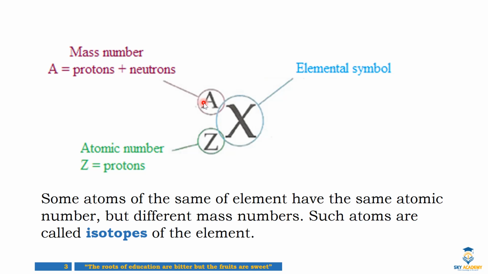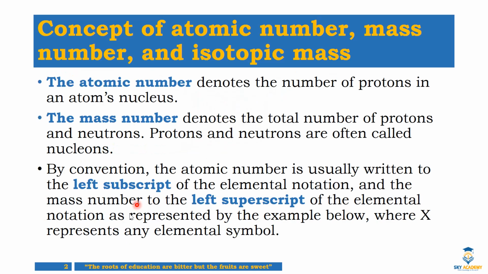It is the symbol for the mass number. Then it is written on the left superscript, left superscript on the elemental symbol. And then this Z represents the atomic number. It is written in a left subscript. Yes, that is what those words are called.